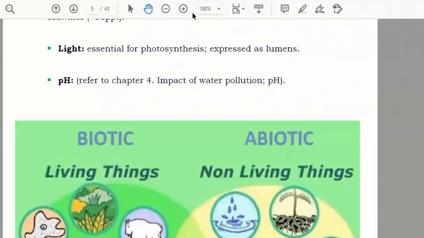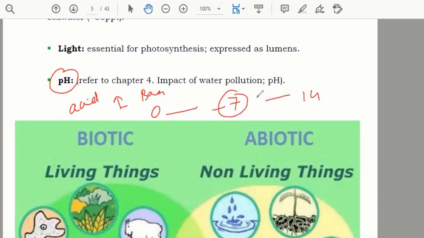After that, light is also essential, especially for photosynthesis. Then pH. You know that pH is a scale that decides whether something is acid, base or neutral. It starts from 0 and runs up to 14. 7 is considered neutral. So it also has an impact on the ecosystem. Why? Because we studied acid rain. We said that when acid rain comes down in a lake, and if there is more acid rain, the pH of the lake will decrease, the water becomes acidic, and if the water becomes acidic, the fish and other organisms cannot survive there. So pH is also an important abiotic factor.